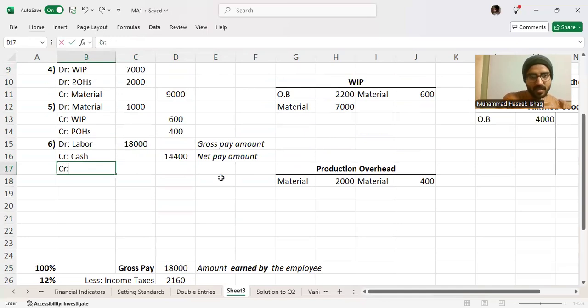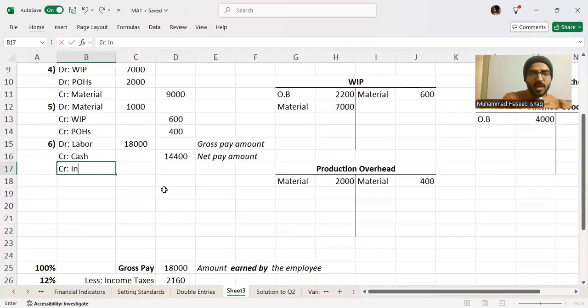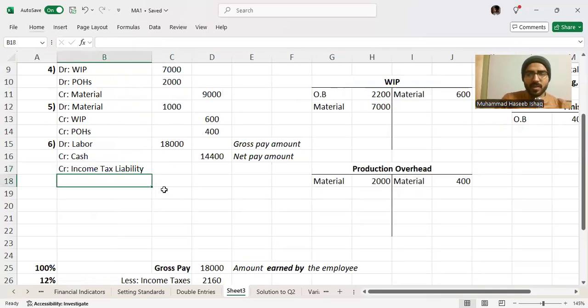So then we have the credit. We are going to credit now the other accounts, the income tax liability account. You have to remember this double entry transaction as it is, since it is not written in the notes or book. Just rote learn this transaction. It just becomes easy for you that way. So credit, benefit contribution liability.